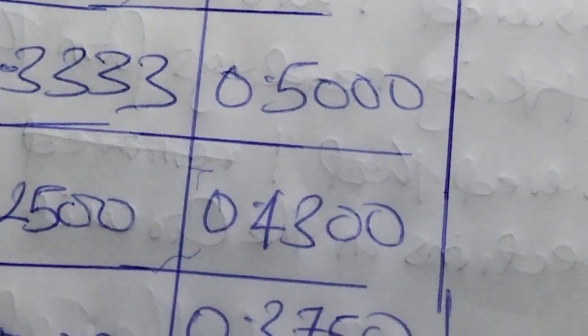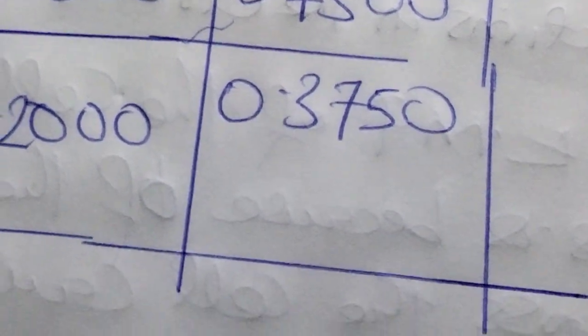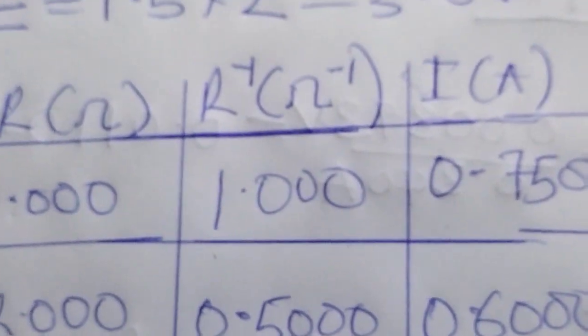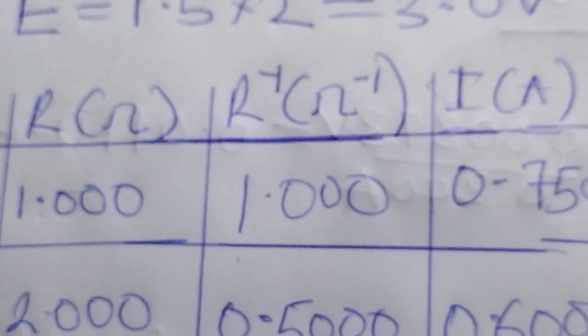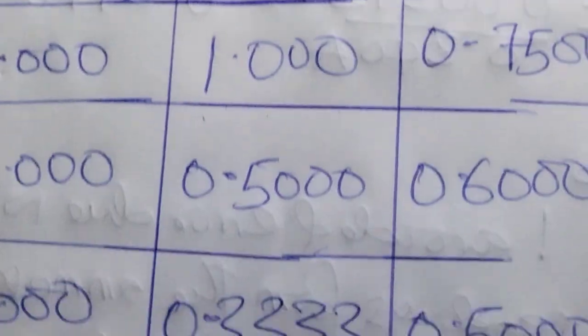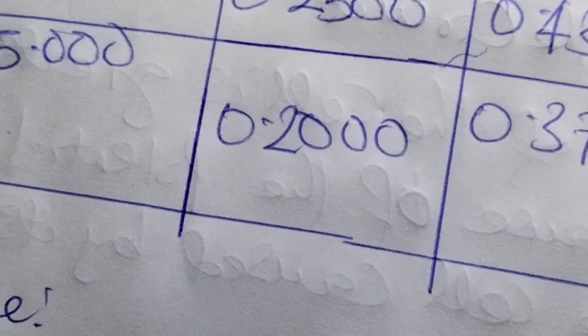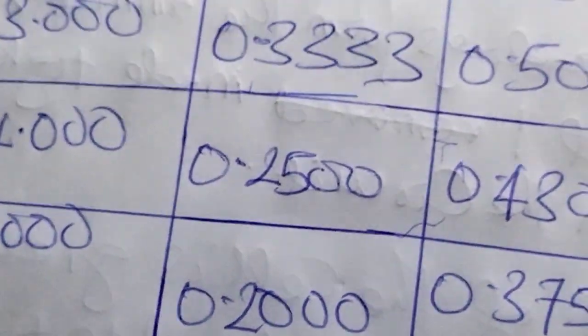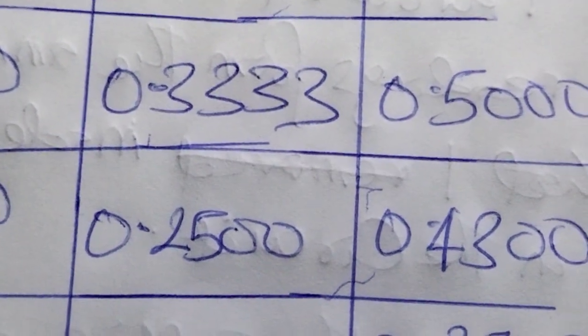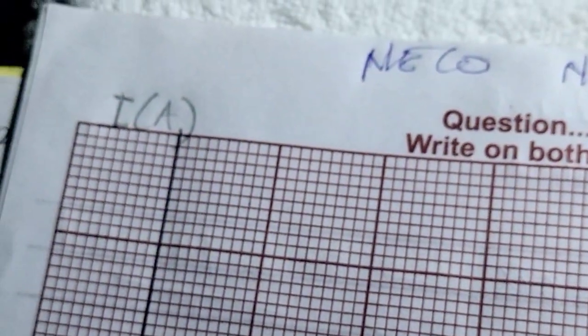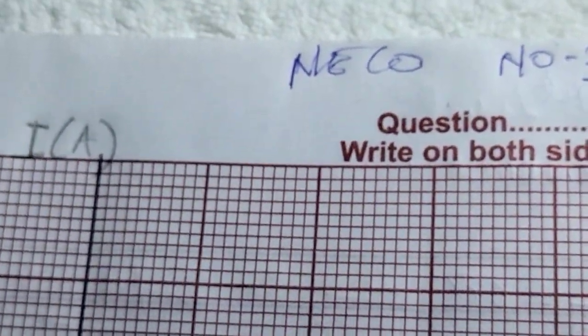The low value is 0.375. The higher value of inverse resistance is 1.0 ohms. The least value is 0.20 ohms. We'll now go to the graph. So we have our graph there. Graph of current on the vertical axis against inverse of resistance on the horizontal axis.